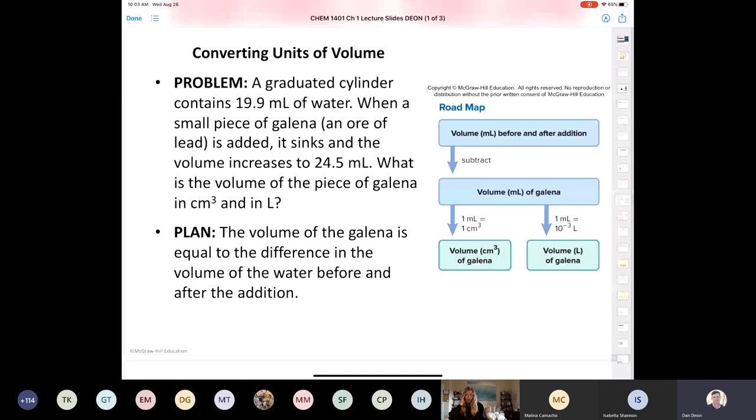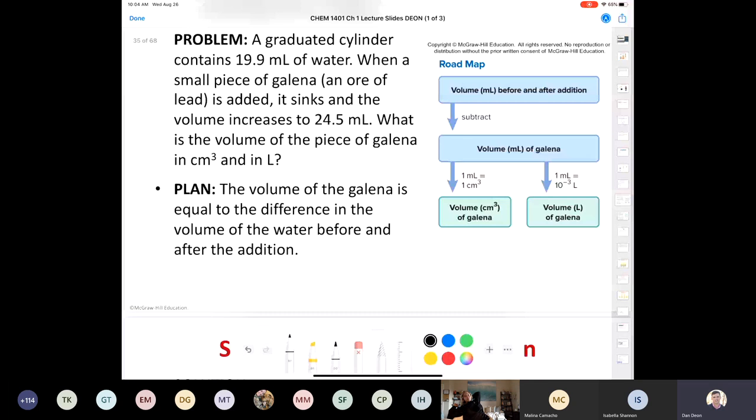Well, what you're doing is you're taking your graduated cylinder, and I'm sure that you're all way ahead of me on this, and you're like, Mr. Deon, I know what the heck is going on in the problem. Okay, I get it. You're taking the graduated cylinder, and they got some water in it, and it's at this level, which is 19.9 milliliters. Then, hey, could I do this? Would this work? Try something here.